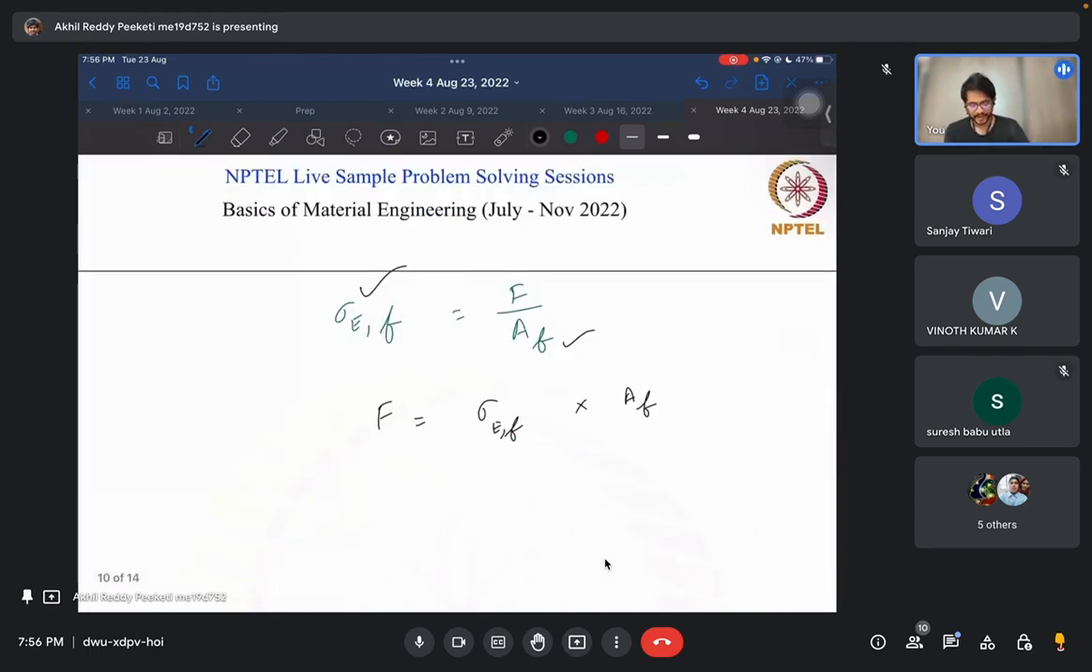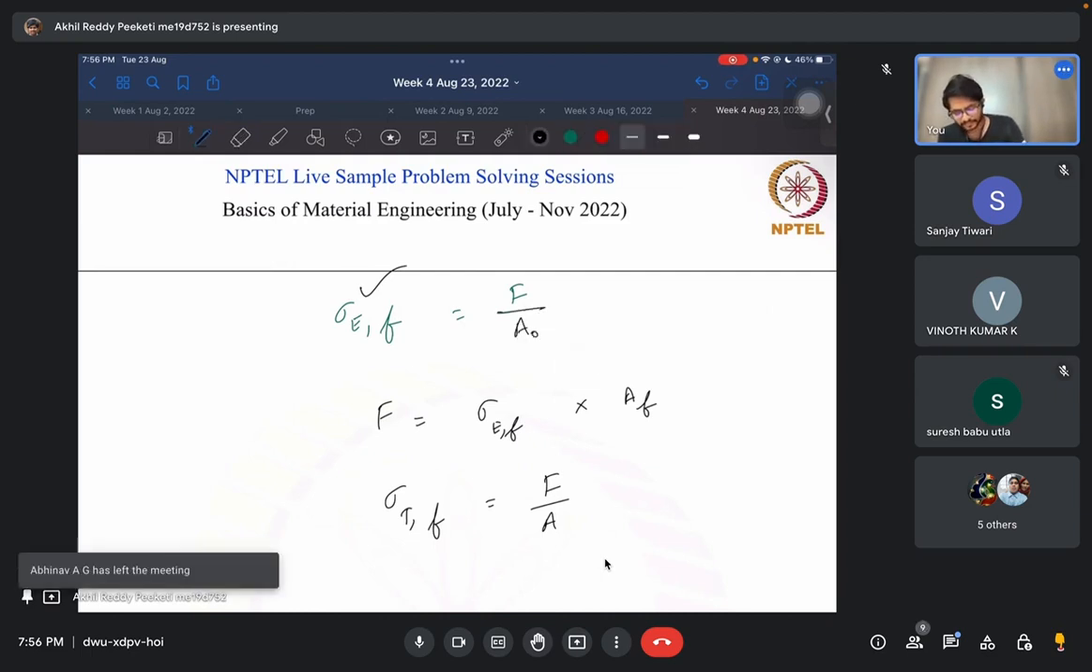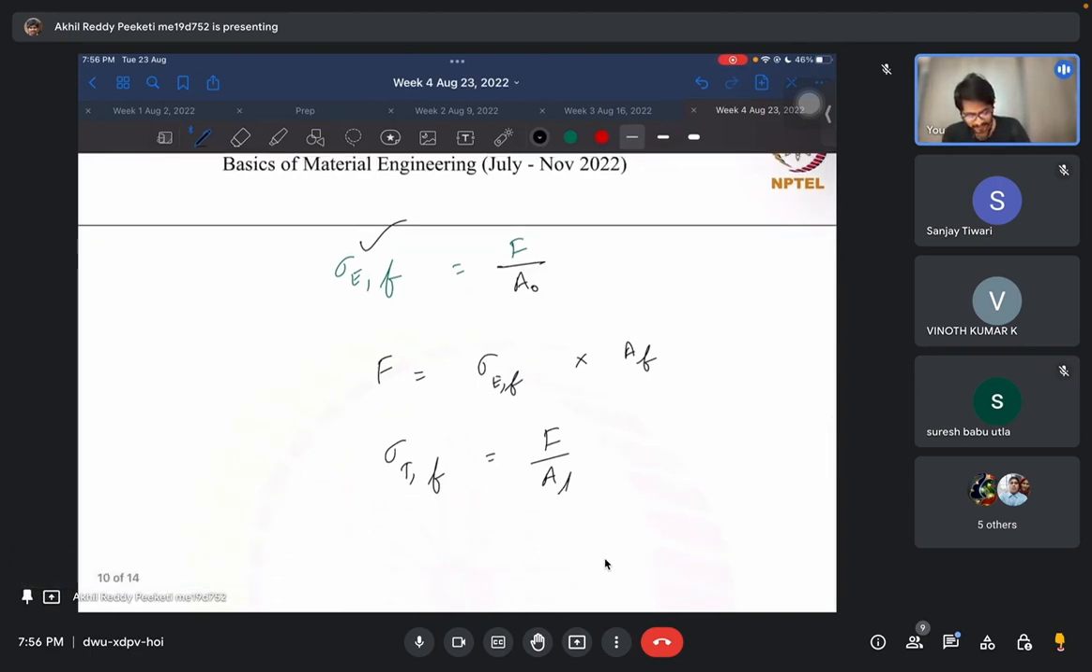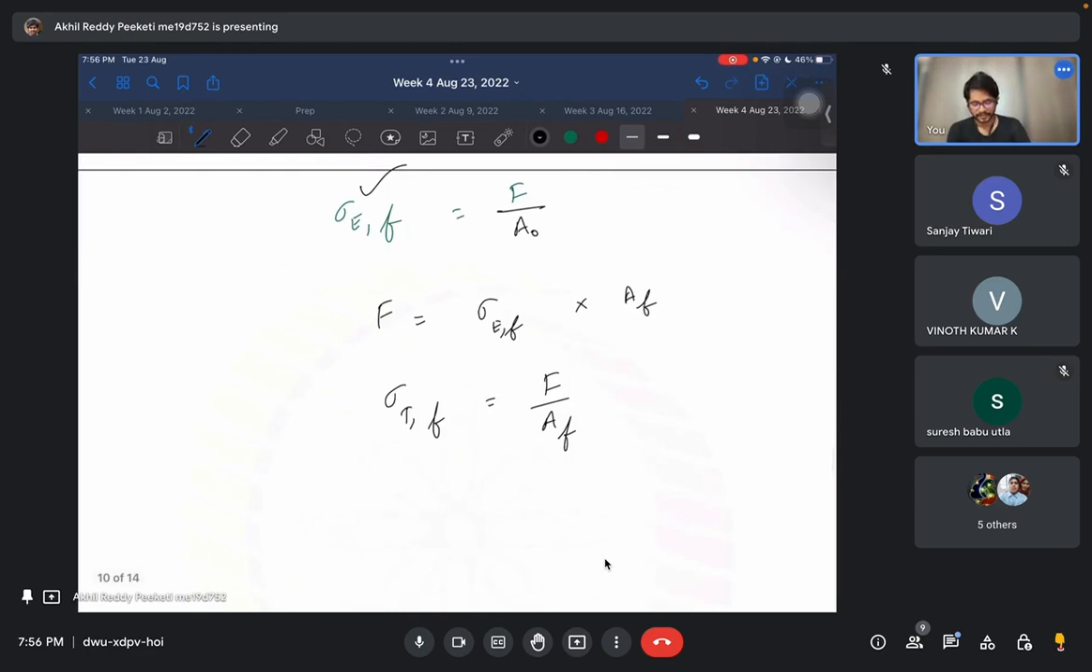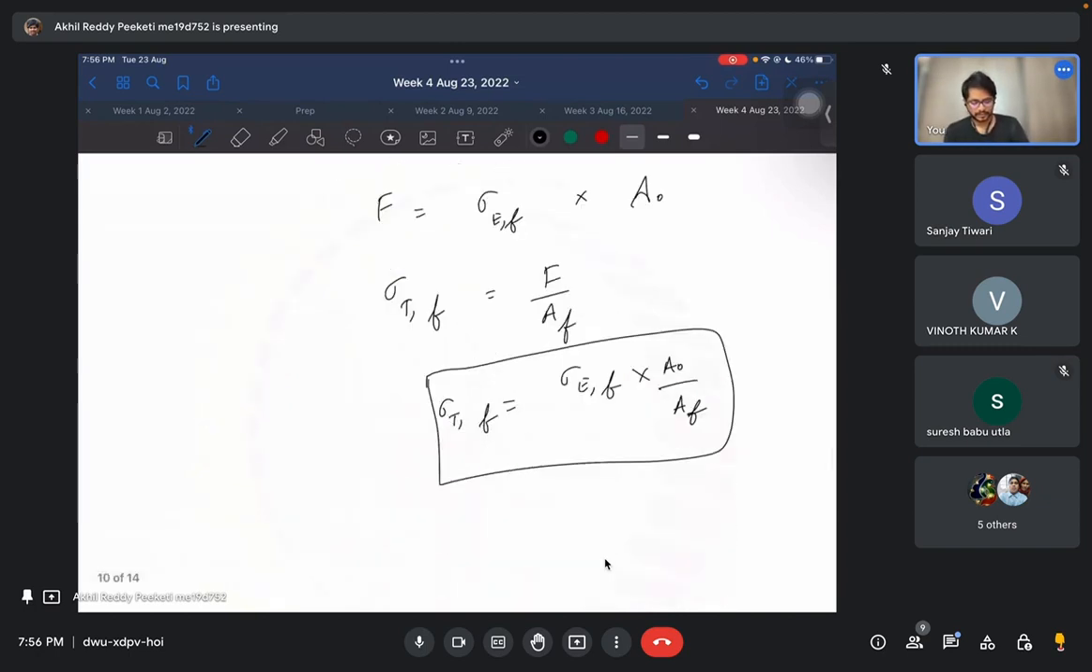Now if you are writing this in terms of true stress, sigma true at fracture should be force by area at fracture. Engineering stress is always in terms of the initial area, A naught. This is the actual area at fracture. Okay, this is the true stress, because you know force is sigma engineering at fracture into initial area by area final. So this way you can estimate the true stress at fracture.